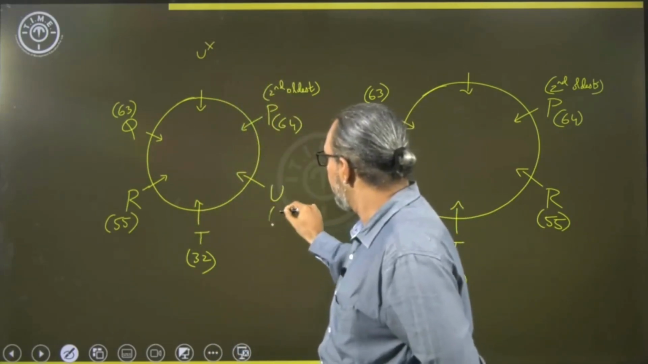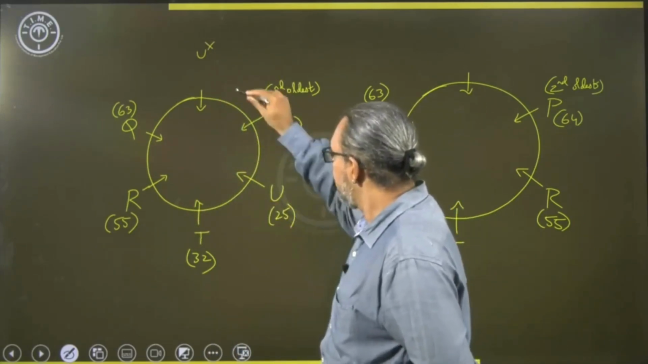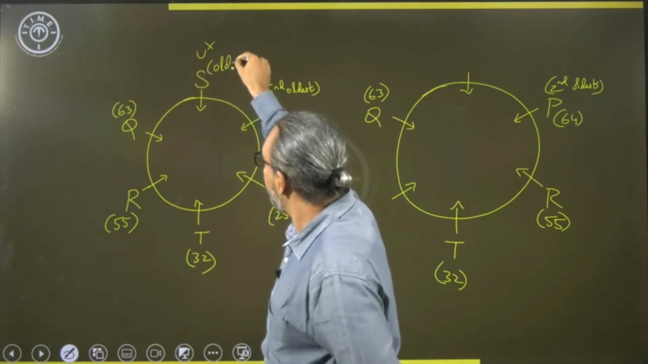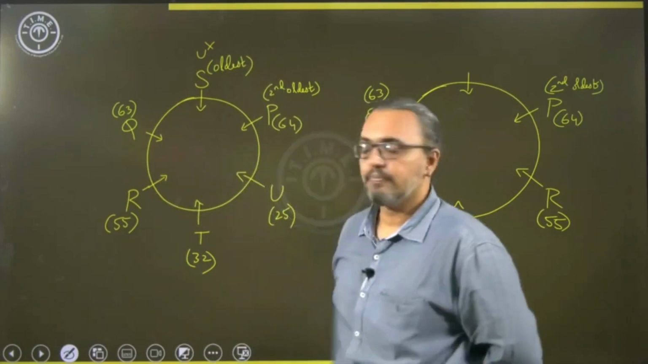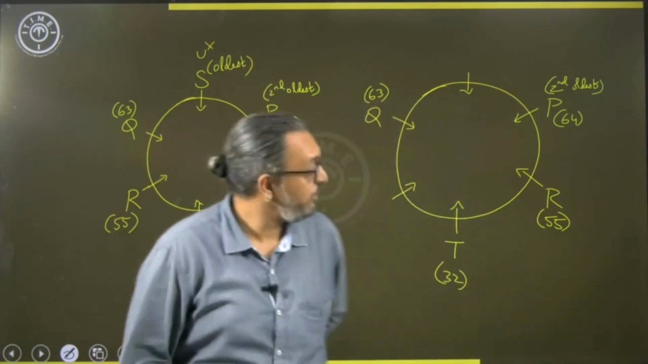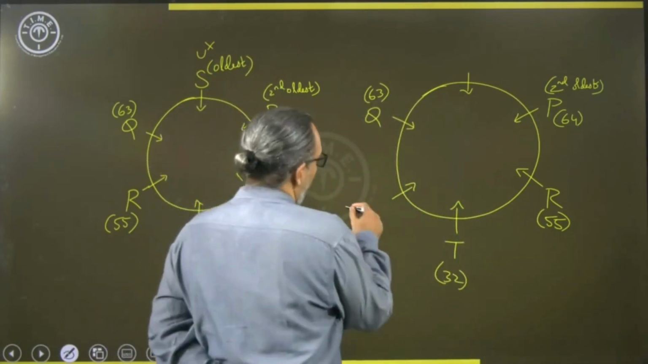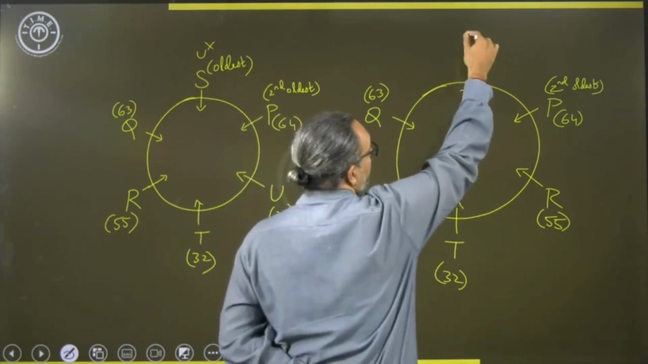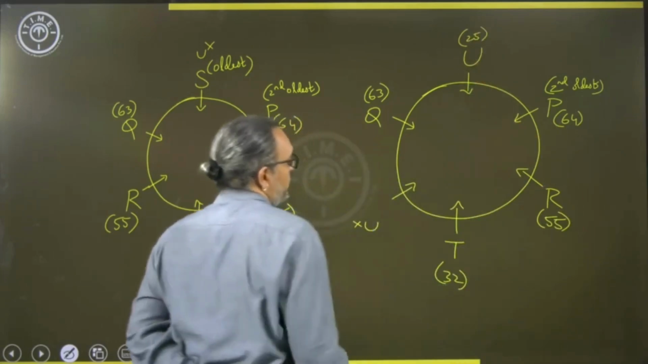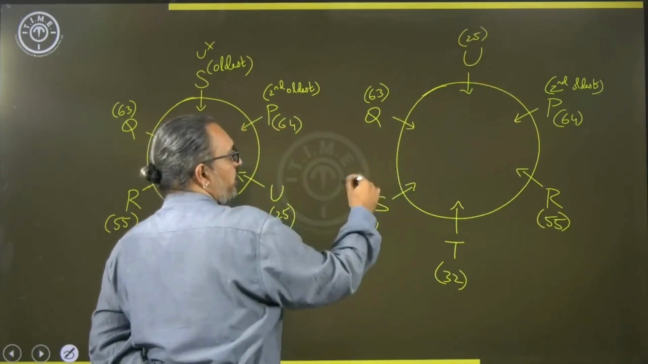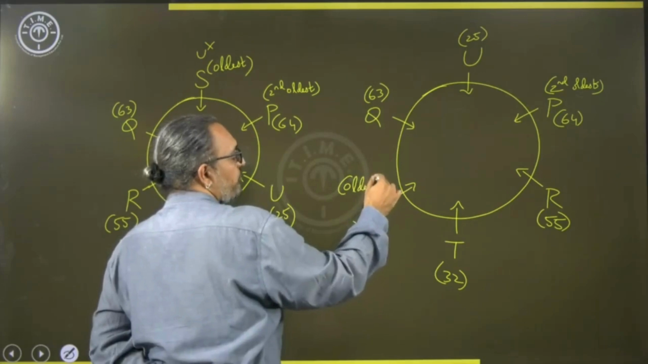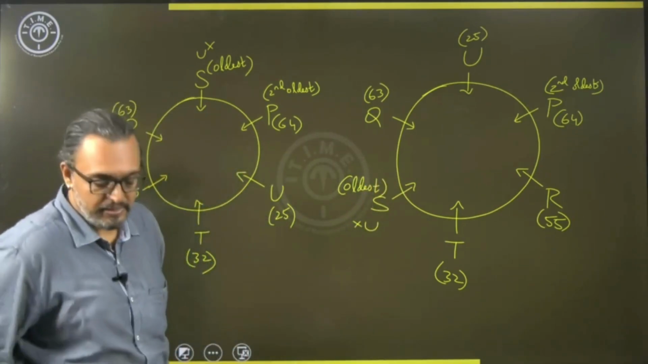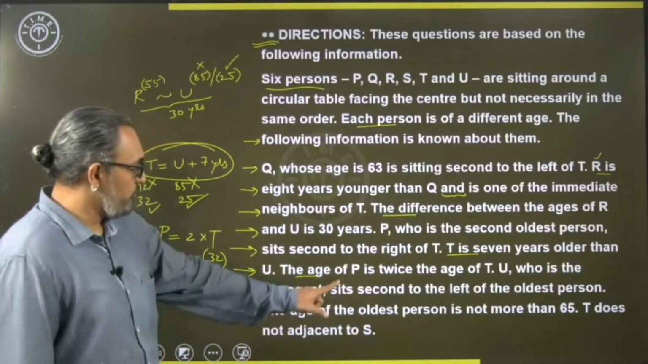So, U is given here, whose age is 25, is second to the left of the remaining person, S. Now, S is identified as the oldest person, correct? In the same way, here also, you cannot give U in this position, because it is second to the left of R. So, U will be given here, whose age is 25, and second to the left of S, because left is clockwise. So, S will again be identified as the oldest person. Yes, then what else we have?